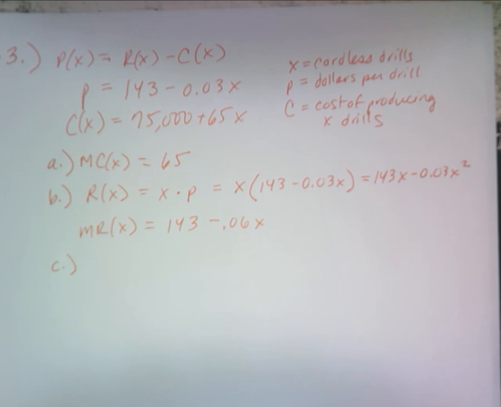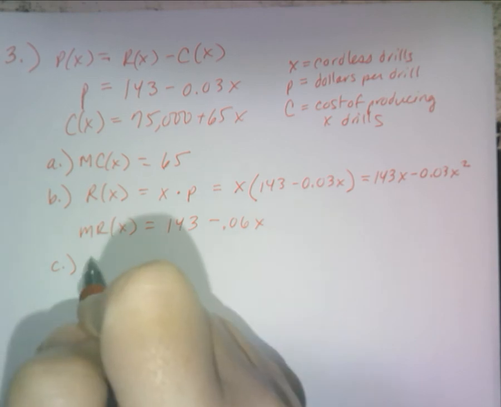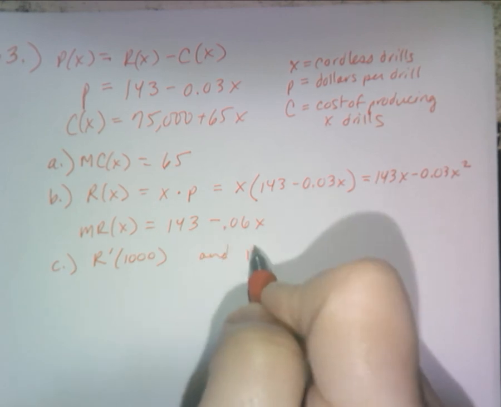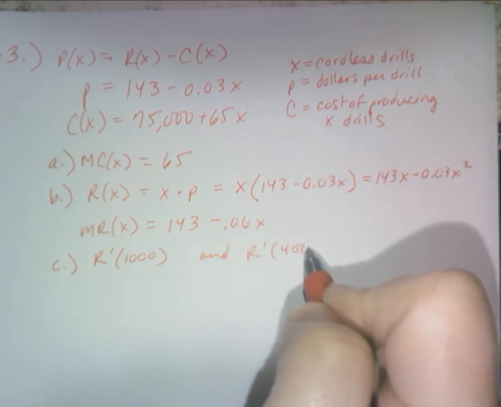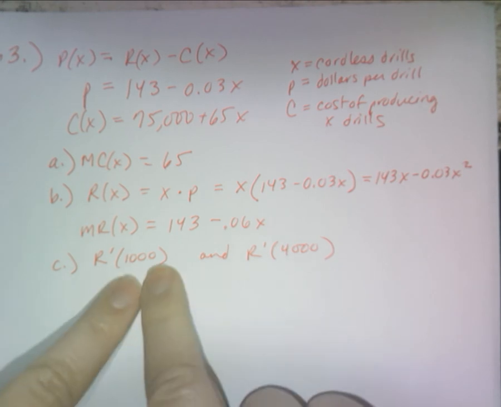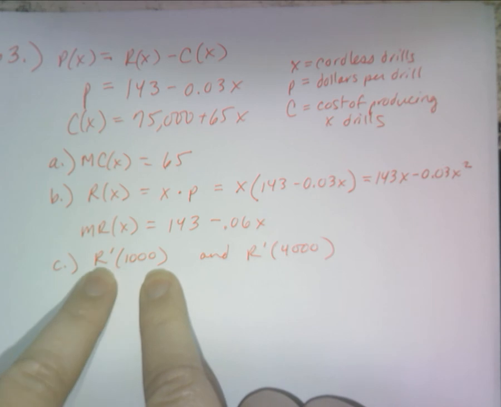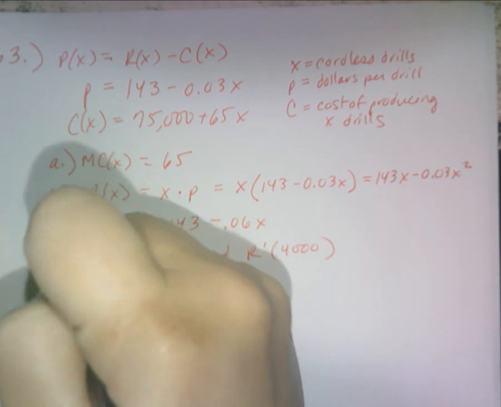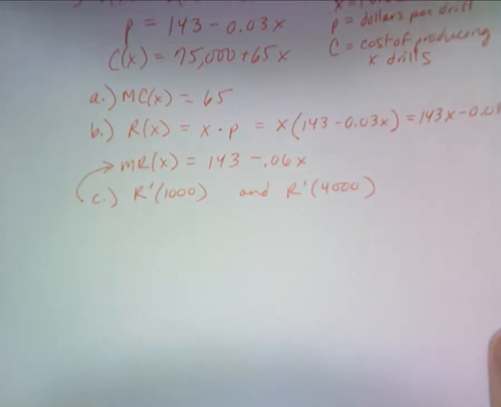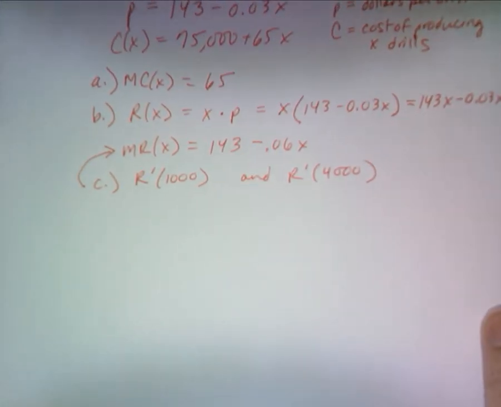Now, part C is very interesting. Part C asks us to find R prime of 1,000 and R prime of 4,000. So if you have your calculator right now, you're going to take 1,000 and plug it in. Which function? R prime is the same as marginal revenue, right? So you're going to plug that right in there and tell me what you get, and you are supposed to explain it to me, actually, and I'll help you out with what this means. Plug 1,000 and 4,000 in.